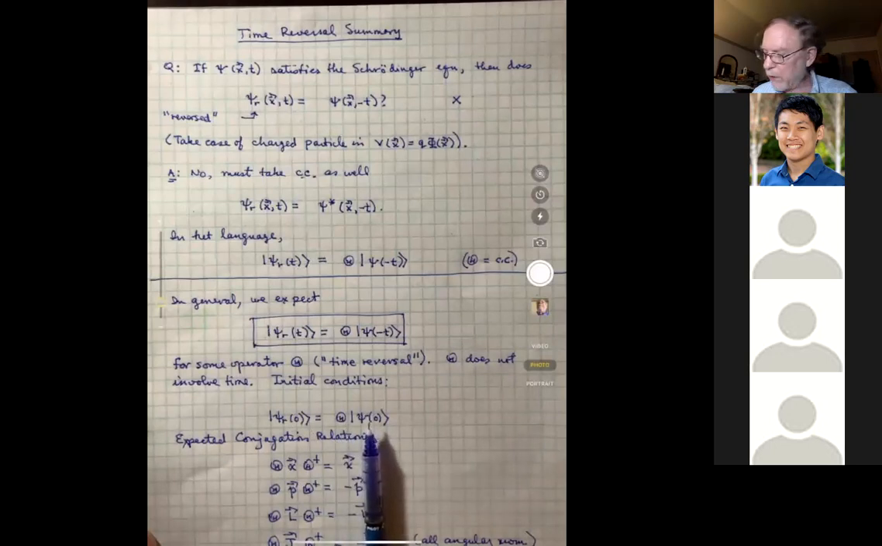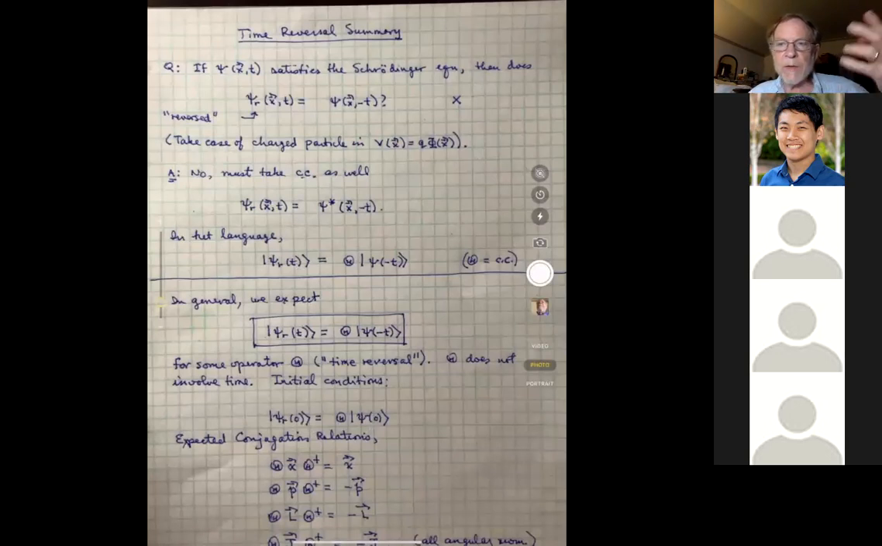Actually, you'd have something like that even in classical mechanics. If you want to run the movie backwards, the movie running backwards is supposed to be a solution of the equations of motion. The initial conditions are going to be different, because the velocity switches on time reversing the initial conditions. So even in classical mechanics, there's got to be some operator in addition to flipping t goes to minus t.